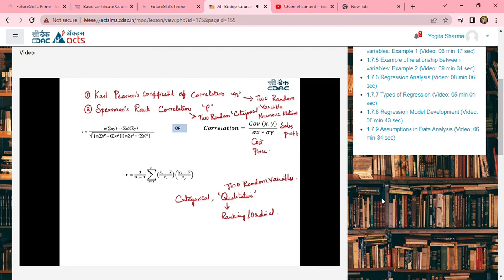Now, in this particular session, we are going to deal with the Pearson's coefficient of correlation. So Spearman's rank correlation is not covered under this particular syllabus. So we are dealing with the Pearson's coefficient of correlation. Now, these are the three formulas which are used to calculate the Pearson's coefficient of correlation. Always it is found that the correlation value R lies between -1 and +1.